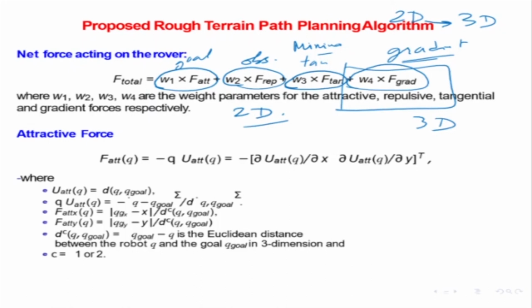Now attractive force can be written this way. Okay, so exactly similar to what we had done in the last case, where d is the Euclidean distance between the goal and q, and I can have my conical function. Okay, so I can have a conical function or I can have a quadratic function. Okay, then take its gradient.